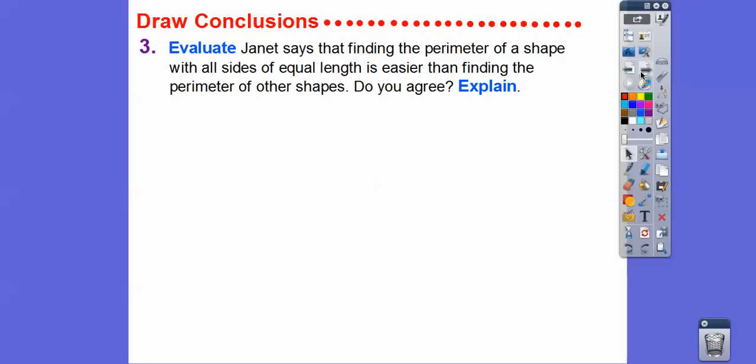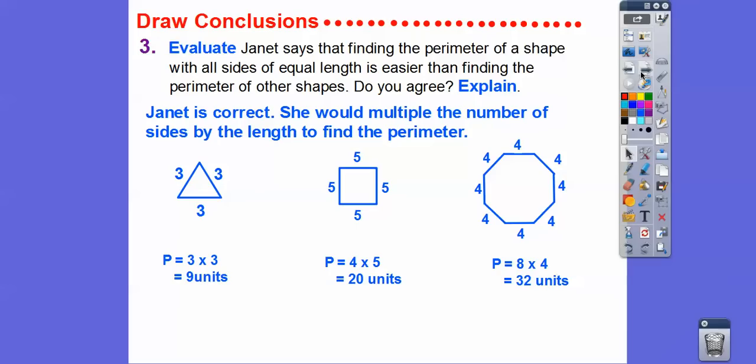All right. So here's the next question here. Janet says that finding the perimeter of a shape with all equal sides is easier than finding the perimeter of other shapes. Do you agree? Well, yeah, I agree. And here's some examples right here. Here we have what's called an equilateral triangle, or it's just a triangle with all three sides equal. The perimeter is 3 plus 3 plus 3, which is the same as 3 times 3, so 9 units right here.